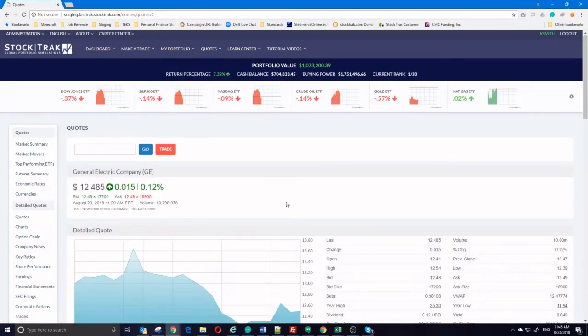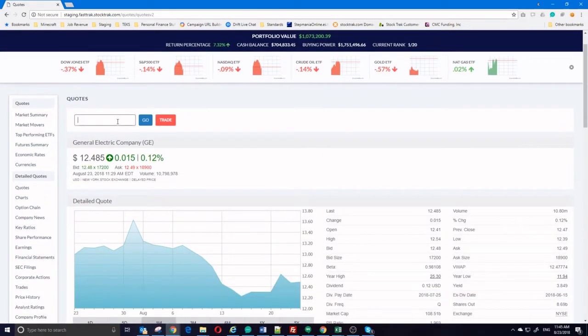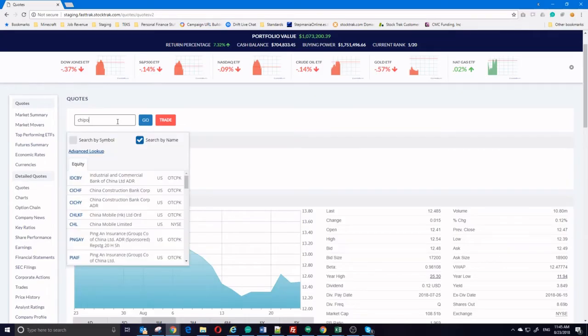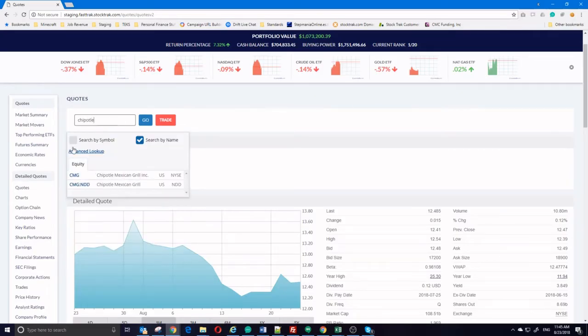Once you enter the quotes page, you can do a symbol lookup by typing either company name or the stock symbol in this search box here. You can choose whether you're searching by symbol or the company name. In this case, I'm searching by symbol, so I'll just click the symbol that I want to see.